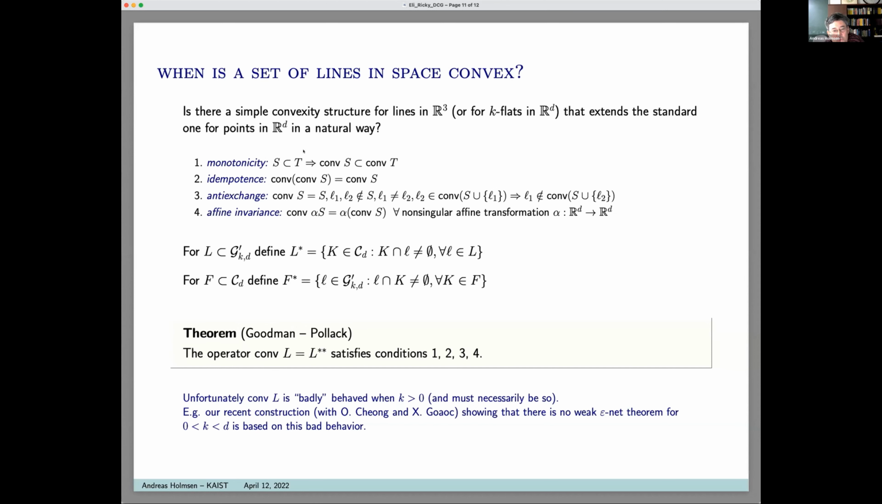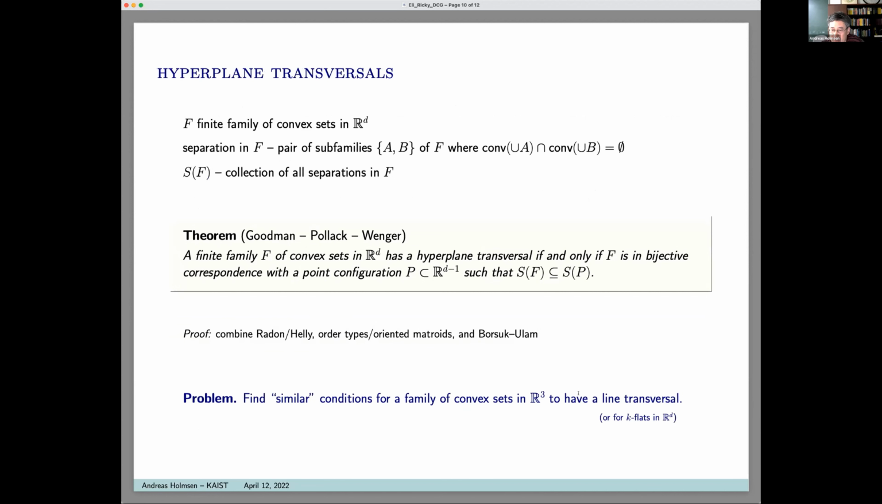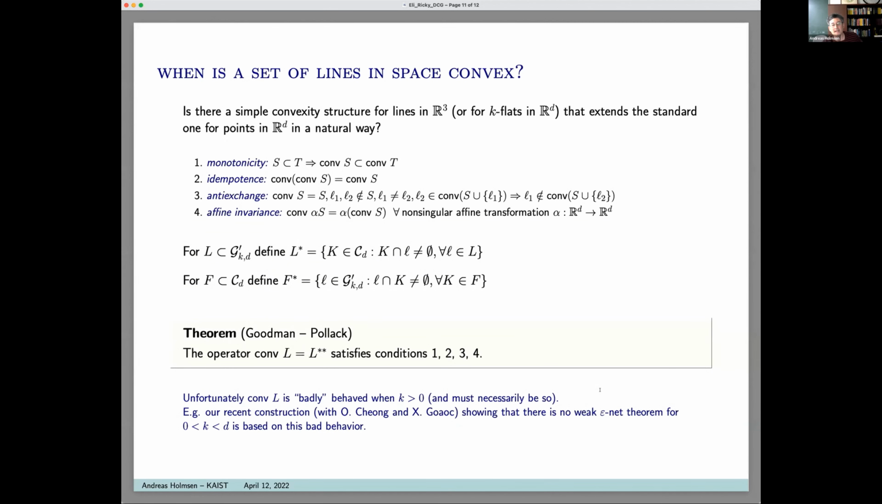They moreover showed that if you satisfy these conditions, these kinds of anomalies will occur. You cannot avoid it. And that partially explains why this problem is so difficult. There have been many conjectures and many failed conjectures on how to solve this problem or related problems. Even recently, Ottfried, Xavier and myself came up with a counterexample to some recent conjectures, showing that there's no weak epsilon net theorem. And even that construction basically uses properties described in Eli and Ricky's convexity structure. Because this convexity structure behaves so badly, we came up with this counterexample. And it seems like this is always happening.